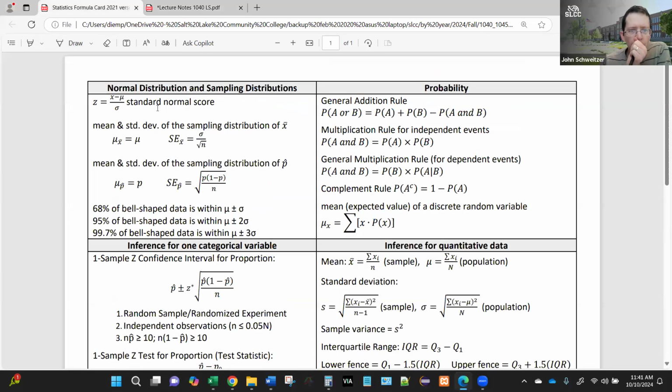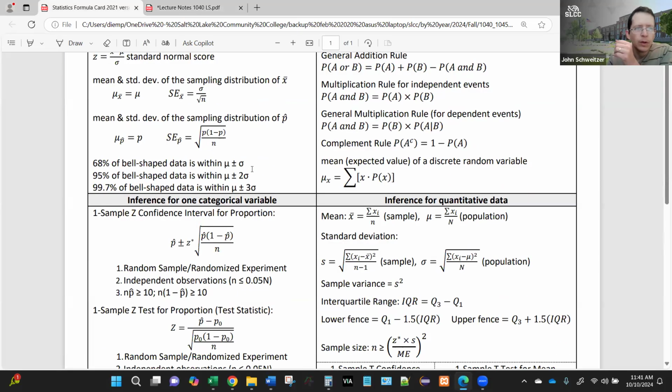Do you need to memorize those formulas? No, they're here on your formula card. So they're right here.